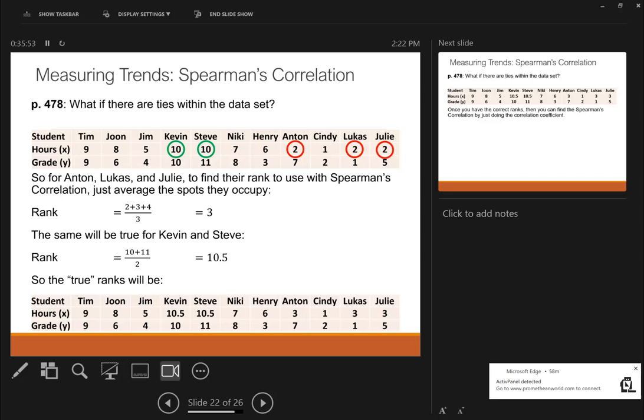So if there's a tie, that's how you handle it. They get the average of the places that are occupied by the tie. What does this remind you of?